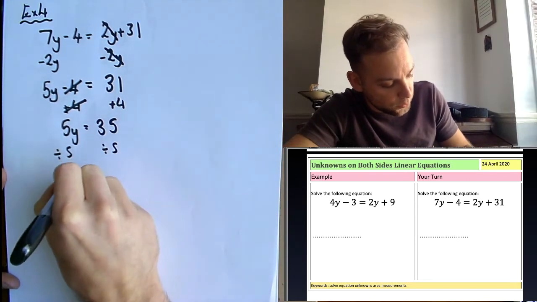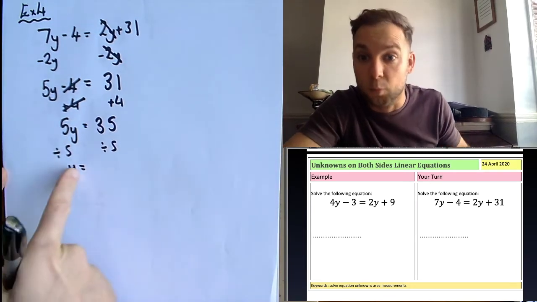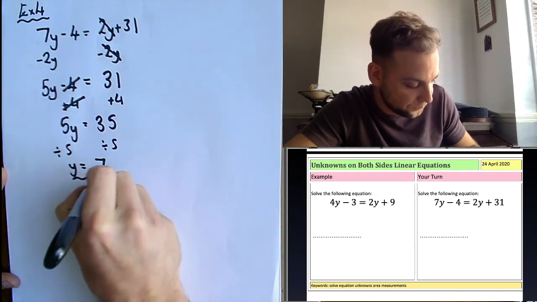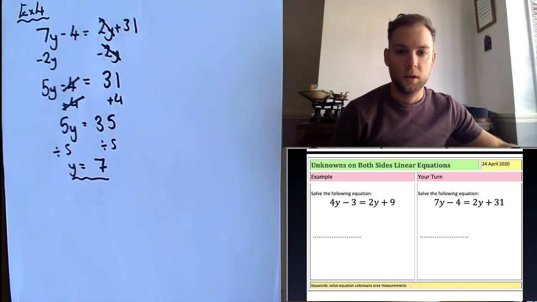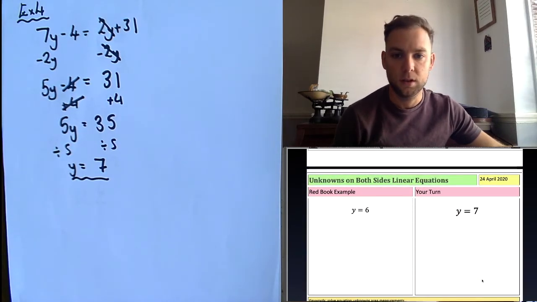Very similar to the ones we were doing before. So 5y divided by 5 is y. 35 divided by 5 is equal to 7. Brilliant. So let's just check those. Perfect. 6 and 7. Absolutely super.